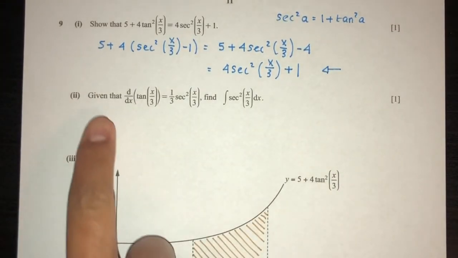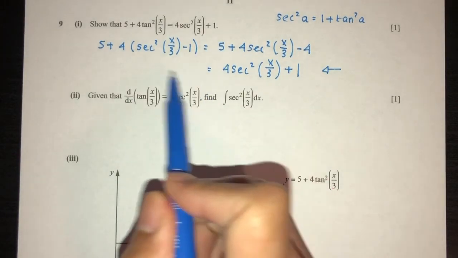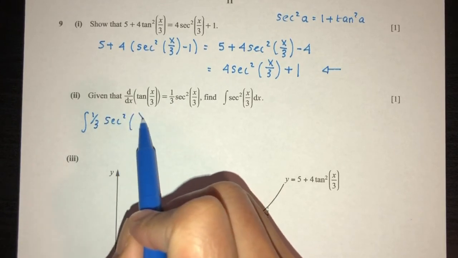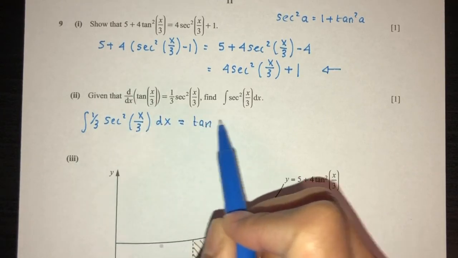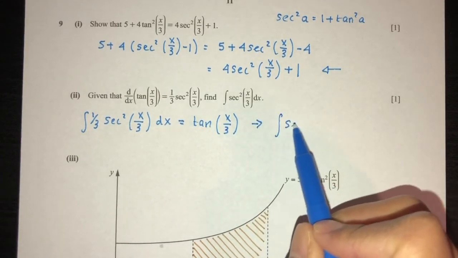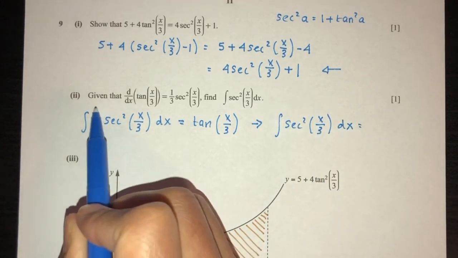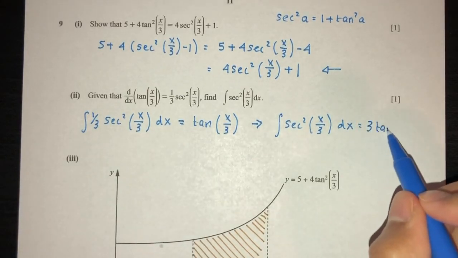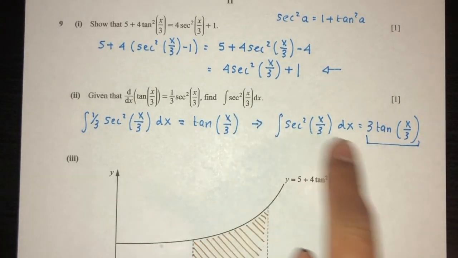Now for part 2, given that d by dx of this gives you this, find this one. So from this we can derive that the integration of 1 over 3 of sec square x over 3 dx is supposed to give you back this answer. Based on that, we can derive that the integration of this, only this without the 1 over 3, should give you, because if you want to eliminate 1 over 3, you have to multiply by 3 everywhere, 3 tan of x over 3. Okay, so that will be the answer for this integration.